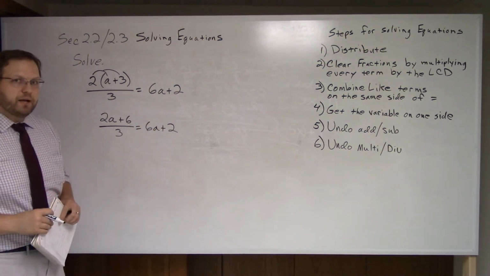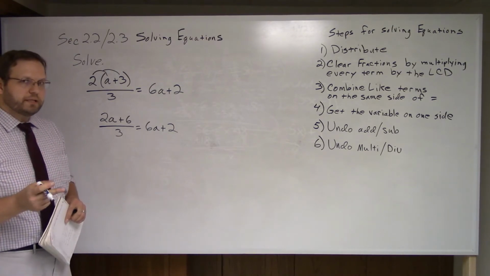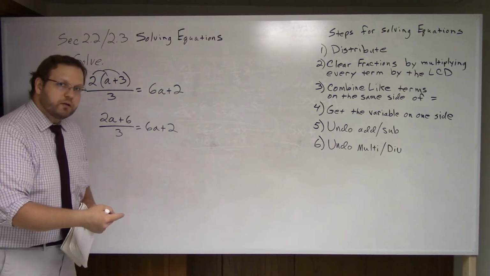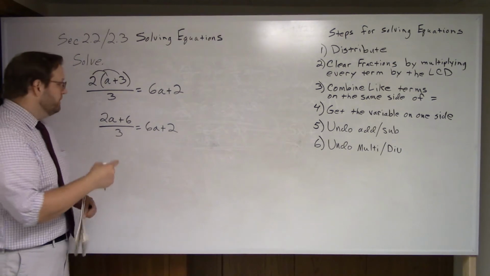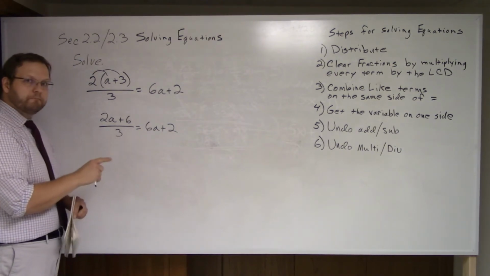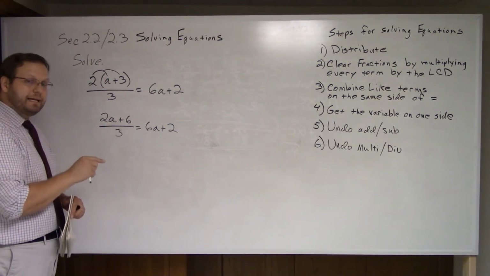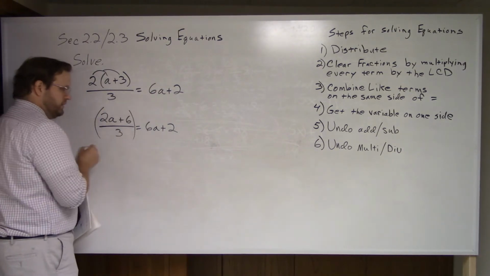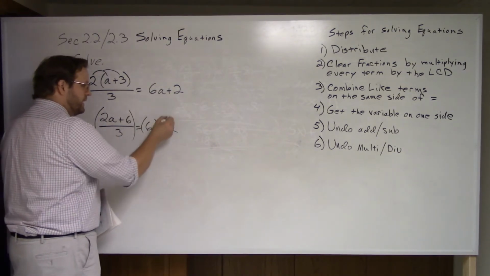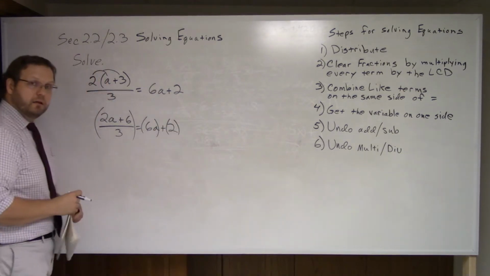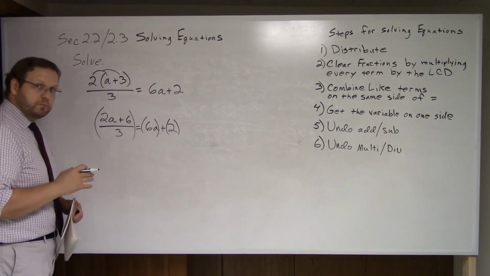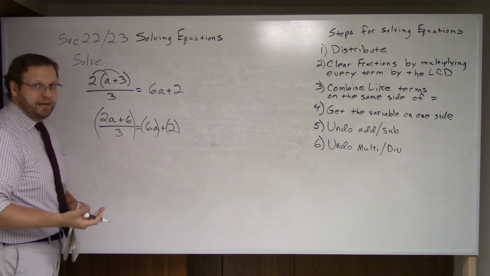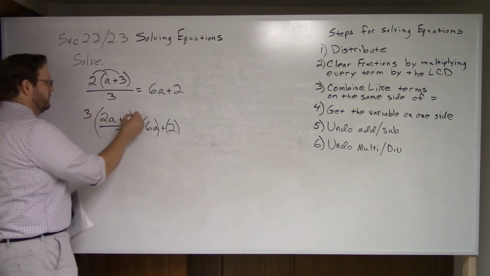Next, I'm going to clear fractions. Now, the two questions you should always ask yourself is, how many terms are there, and then what's the LCD? First of all, how many terms are here? In this case, there's only 3. There's one quotient, one product, and one constant. Okay? 3 terms. The LCD is the only denominator, which is 3.